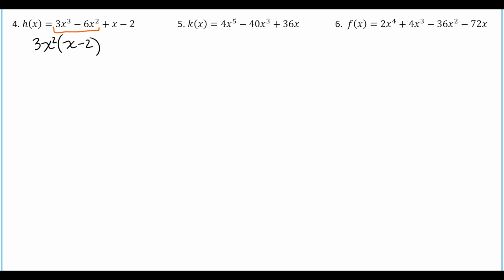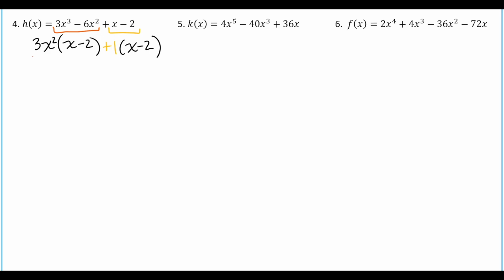Now, out of the second group, they don't really have anything in common, but for the purposes of factoring by grouping, we can say that they have a 1 in common, right? If I multiplied 1 by each of those, they wouldn't change. So I can factor out a positive 1. And we're still left with x minus 2.